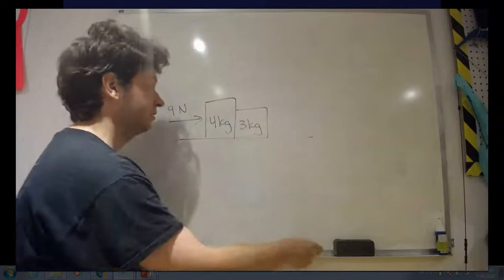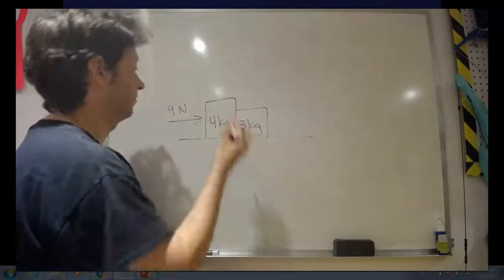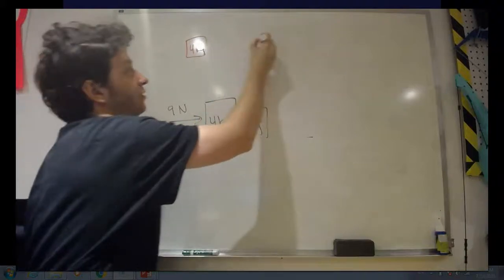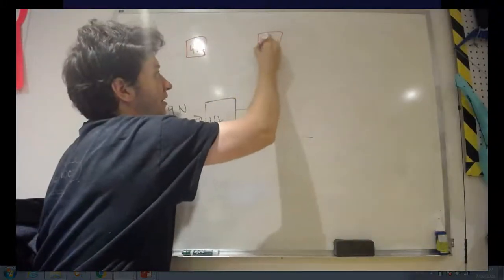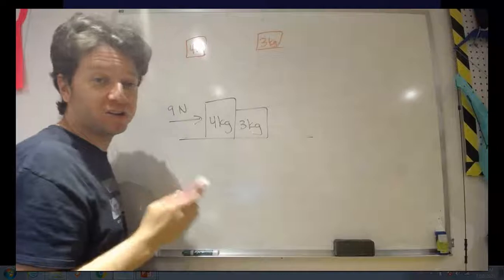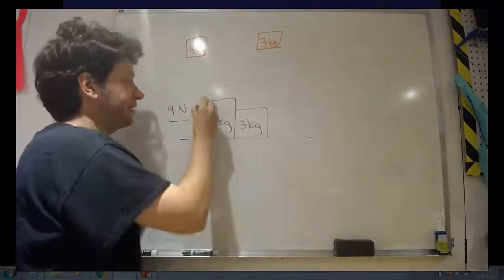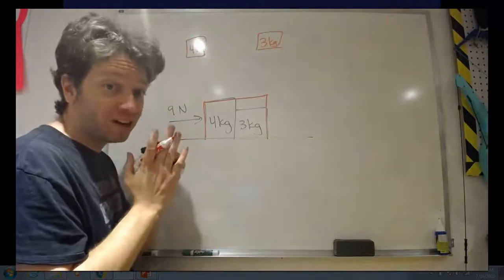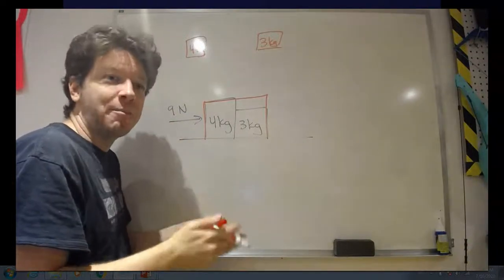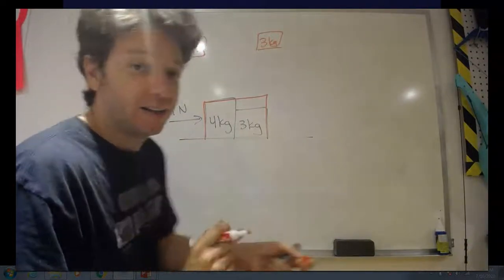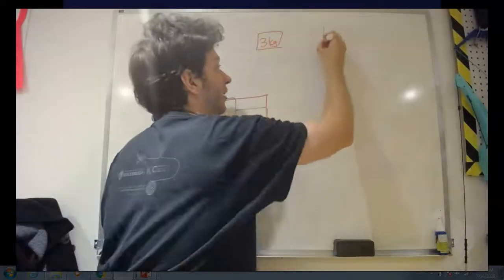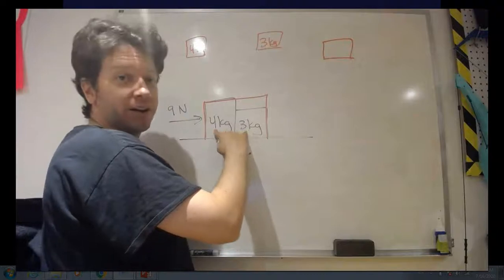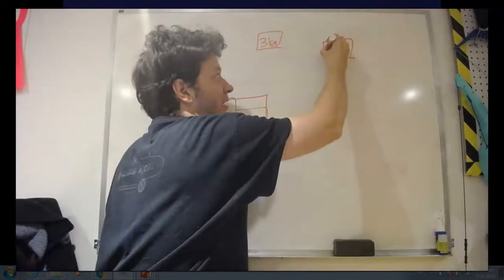We can choose to make a free body diagram of the 4 kilogram block. We can draw a free body diagram for the 3 kilogram block. There's also one more choice. We can draw a free body diagram of the system. And imagine, since they're in contact and moving together, imagine they're one object, and draw a free body diagram for this 4 plus 3, 7 kilogram object.